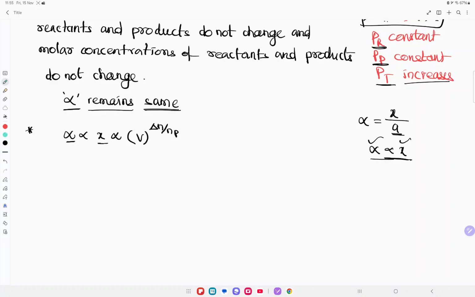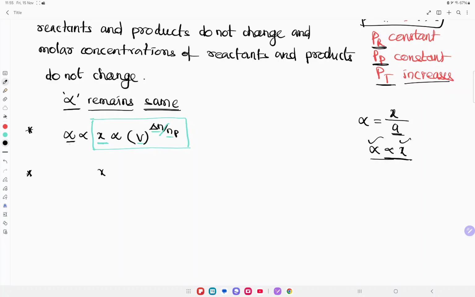This is important. So what is the effect of volume on X? The number of moles of reactant molecules dissociated is proportional to the volume of the reaction mixture power delta N, the number of moles of gaseous product minus the number of moles of gaseous reactant, that becomes delta N by only the number of moles of gaseous product. This is the relation.